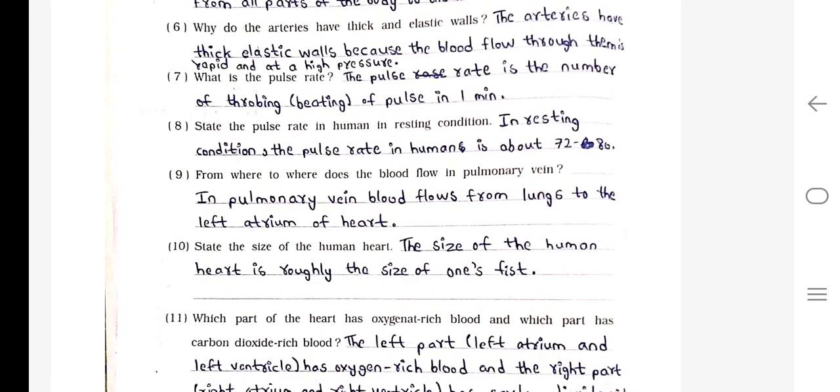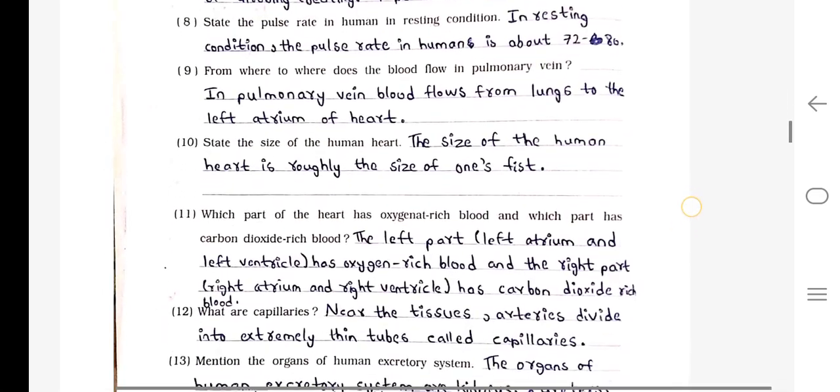Number 10. State the size of the human heart. Answer. The size of the human heart is roughly the size of one's fist.